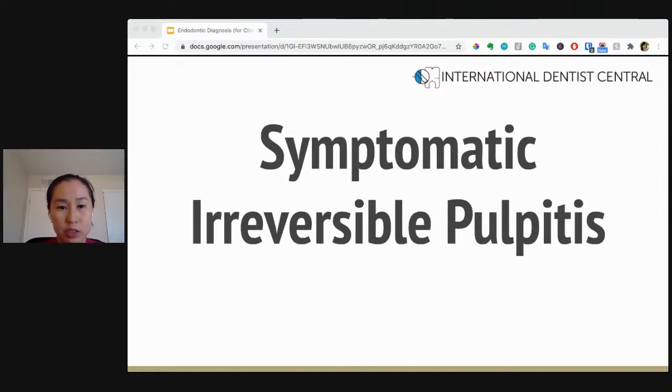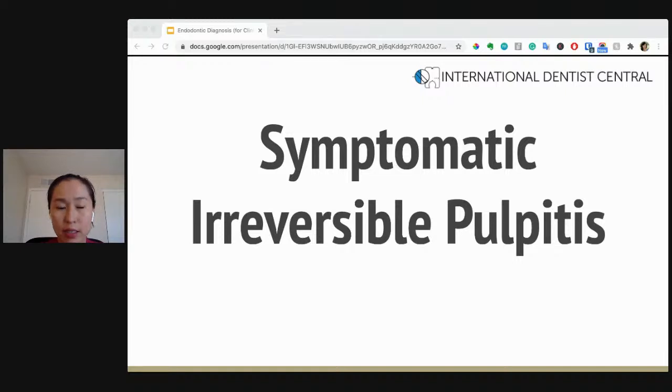Etiology is similar to reversible. So basically, things that offend the pulp are what is causing all of this. So deep caries, extensive restorations. Sometimes if the tooth is fractured and it exposes the pulp, this will happen as well.